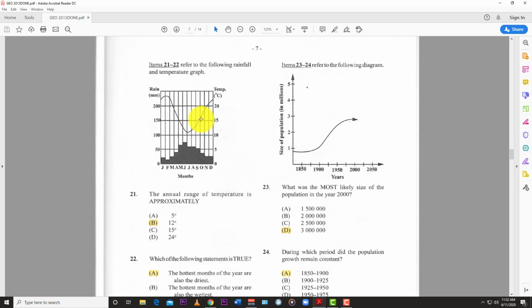Number 21 refers to the following rainfall and temperature graph. The annual range of temperature is approximately, and so the best answer is B, 12 degrees. All right, 12 degrees. You look at here, this is what maps the temperature. So you're looking at it right there, and so 12 degrees.